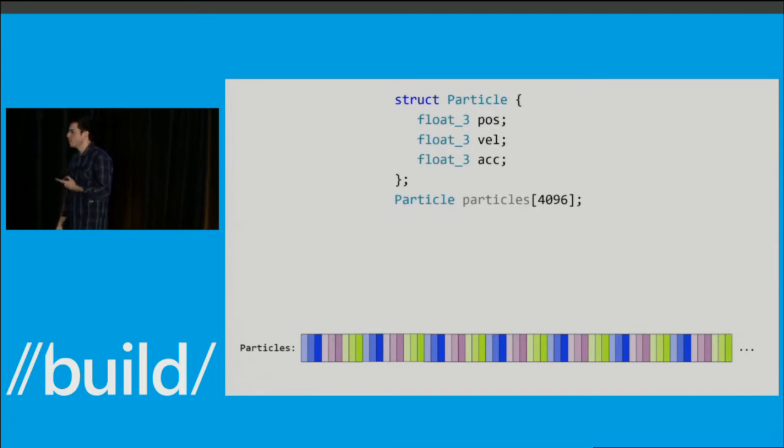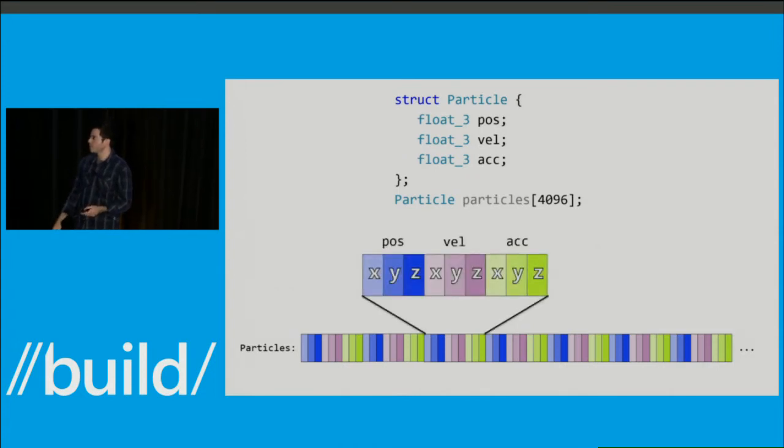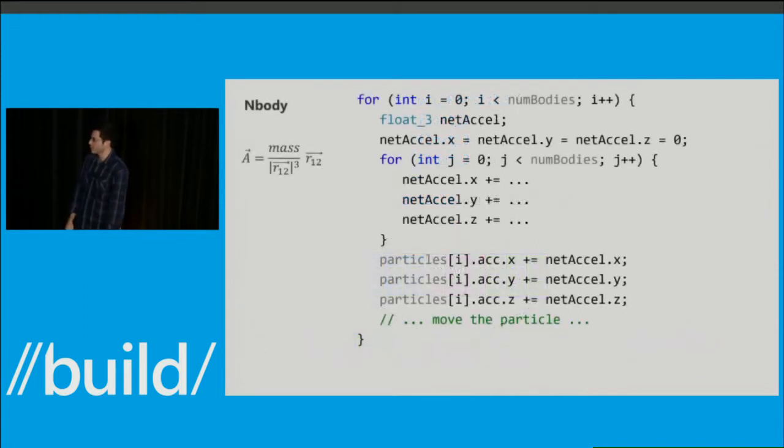The way the particle structure is laid out in memory is, again, a flat stream of bytes. Because we've used an array of structs, we've got the position right next to the velocity, right next to the acceleration. It's the x, y, and z components, and so on and so forth. That's our data structure, and that's what it looks like in memory.